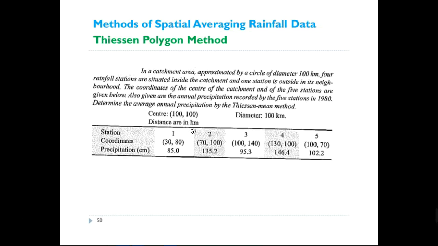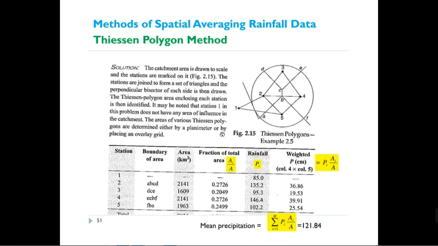The coordinates of the center of the catchment and of the five stations are given below. Also given is the annual precipitation recorded by the five stations in 1980. Determine the average annual precipitation using the Thiessen mean method. Stations 1, 2, 3, 4, 5. Coordinates 30, 30, 80, 70, 80. This one, precipitation, these are the data. So you have to find this one.